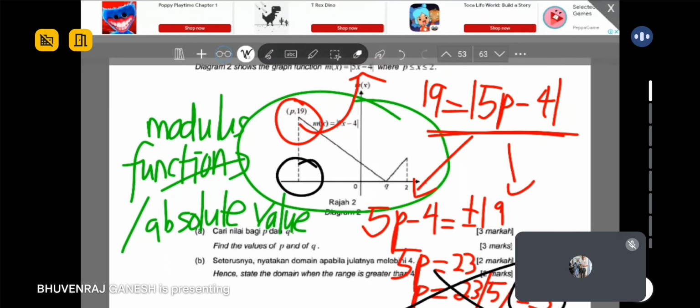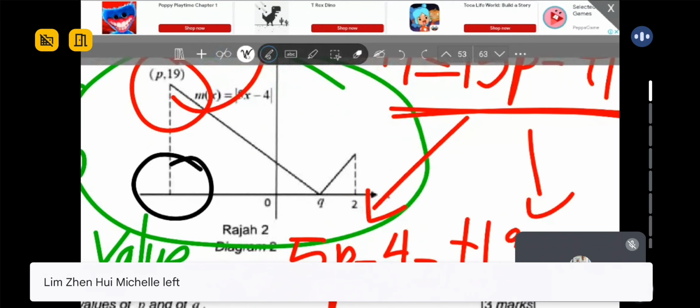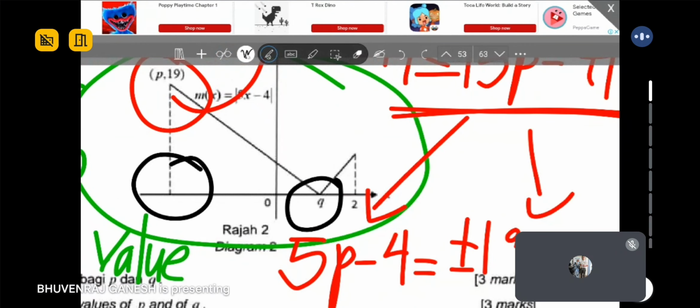Alright? Okay, so now Q value. Okay, so what do we call Q value? There is a specific name for this kind of point. Apa jenis? Apa nama bagi titik ni?